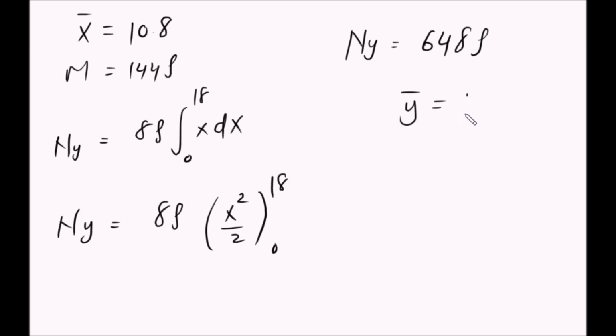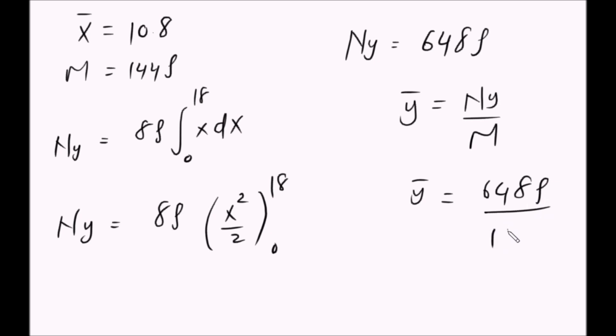So if we are looking for the y coordinate of the center of mass, now nichukue hiyo y moment over mass. Kwa hiyo y coordinate of the center of mass itakuwa ni hiyo 648 times density over 144 times density. So density na density kwa heri. Huyu na huyu tunapata y moment ni ngapi? 4.5.